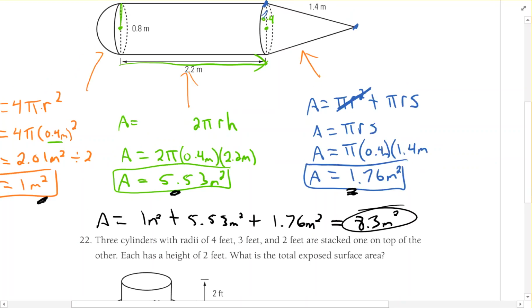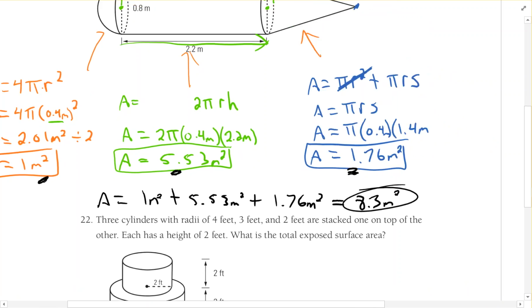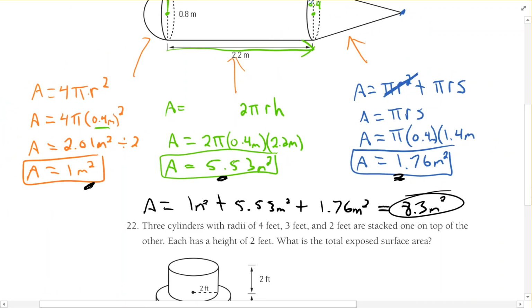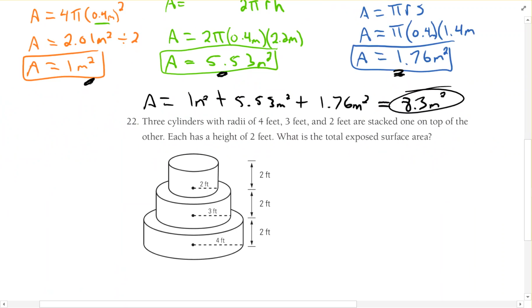Okay, so that's it. So it's not really that much harder. It just takes a while to do, right? We got all those parts involved there now. Okay, let's move on.